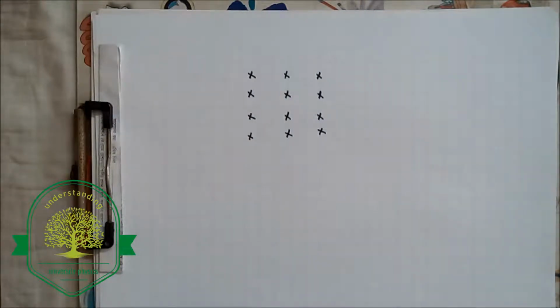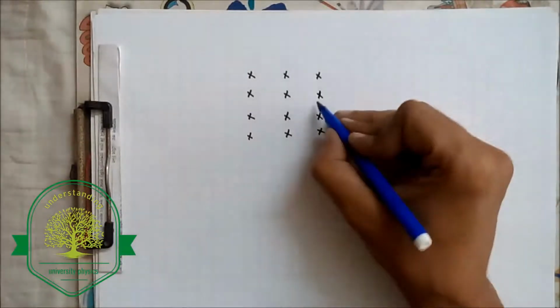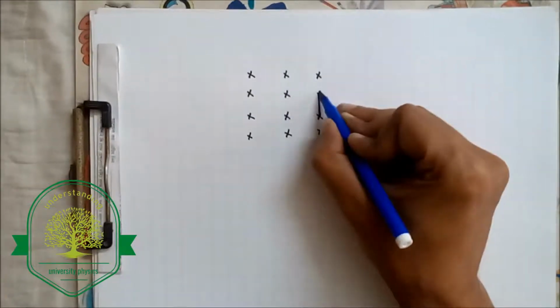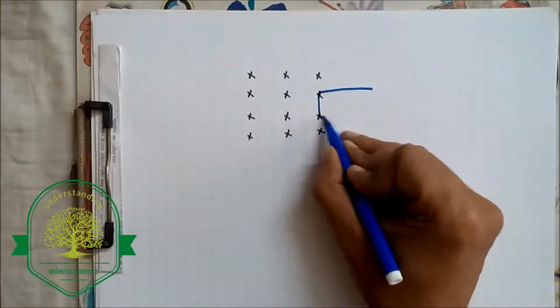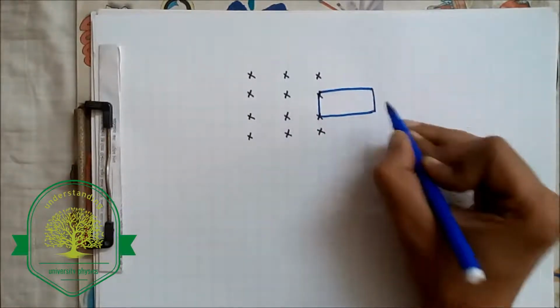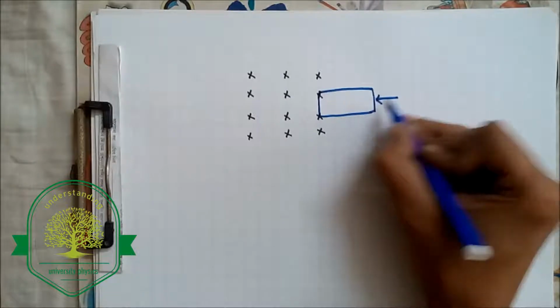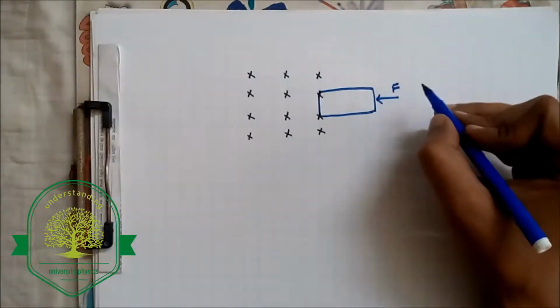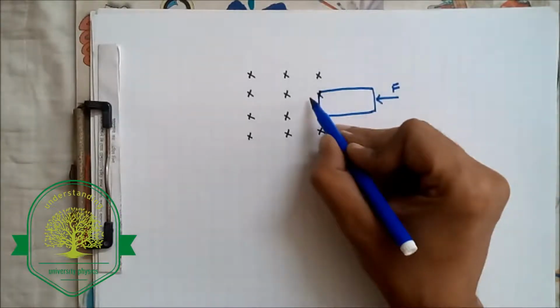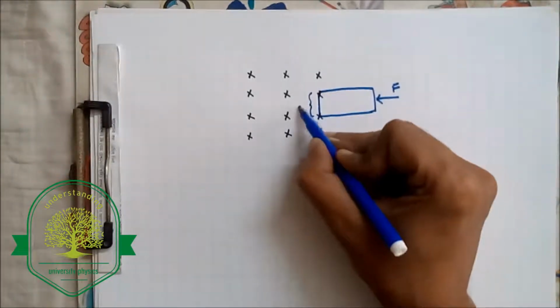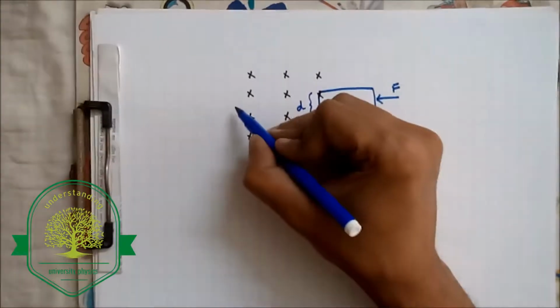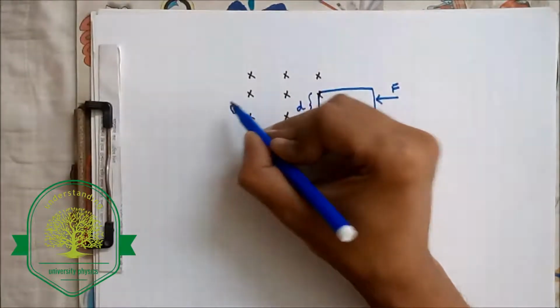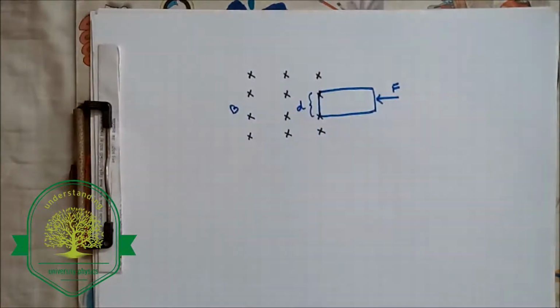We have also been given a rectangular frame and the frame is being pushed into the region of uniform magnetic field with a constant force. The constant force is F and the breadth is D, and the uniform magnetic field has a magnitude B.